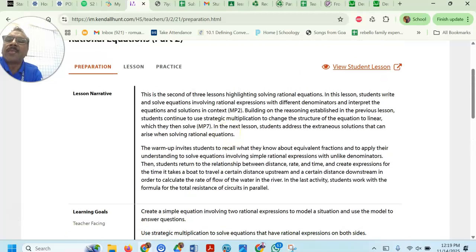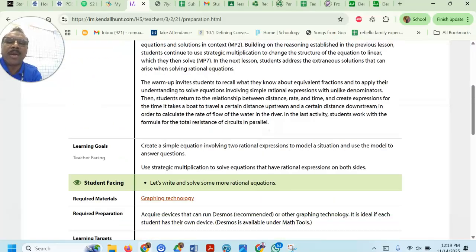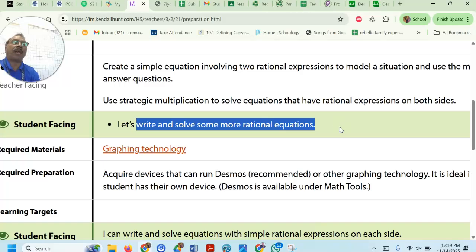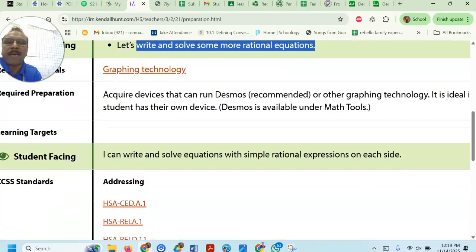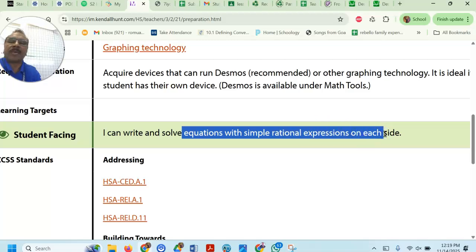Okay, today this is Algebra 2, Unit 2, lesson number 21. There you can see this 21. The goal of the lesson is about, let's write and solve some rational equations. So we will see what is the meaning of rational equation, how to create them, and also apply in real life. Then you can also see here I can write and solve. So you not only write, but you can also solve rational expressions on each side of the equal sign.